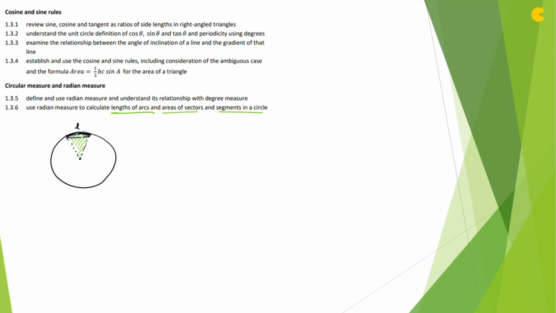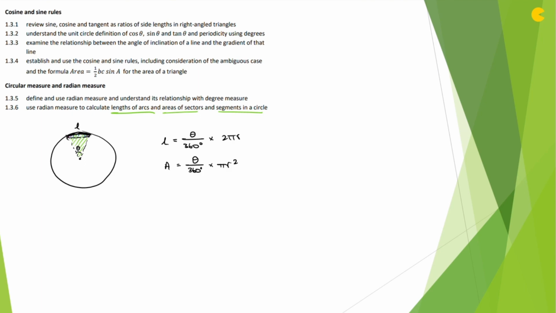Okay, and so if we look at the arc length in terms of degrees, generally what we do is we have our angle here, theta, and we divide that by 360 degrees, and then we multiply that by the circumference of our circle. If we're looking at the area of a sector, then we're generally doing theta divided by 360 degrees multiplied by pi r squared.